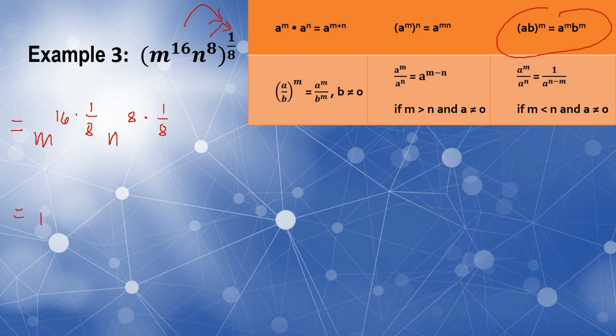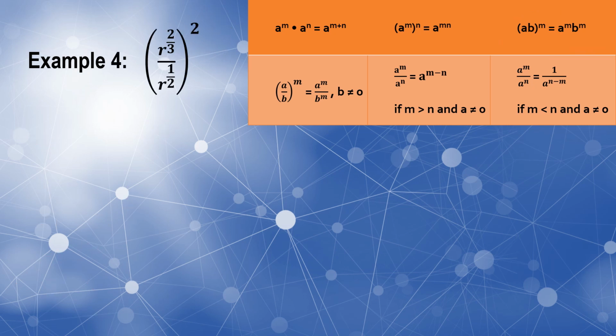So we're going to have m raised to 16 times 1/8 is equal to 16 over 8. And then for n, we have 8 times 1/8, that will be 8 over 8. Let us simplify. So it becomes m raised to 16 over 8 is 2. And then n, 8 over 8 is 1. So in simplified form, we have m squared n.